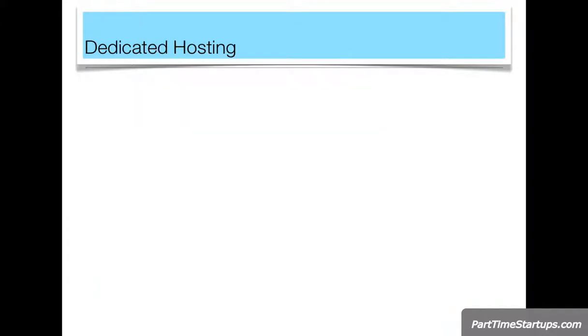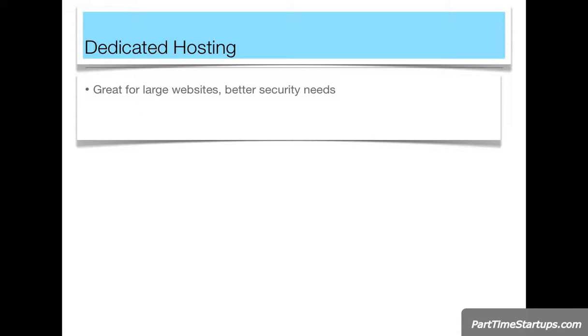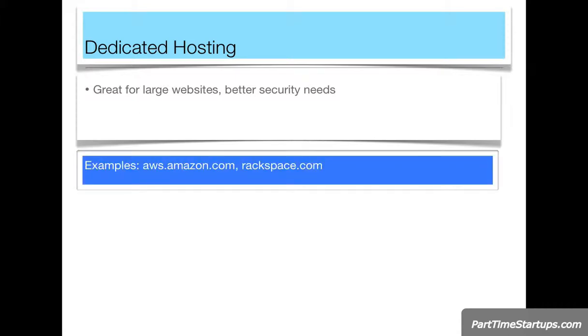Let's take a look at the second one, which is dedicated hosting. This is great for large websites and better security needs. The examples are Amazon Web Services, the domain starts with aws.amazon.com, and another one is rackspace.com.